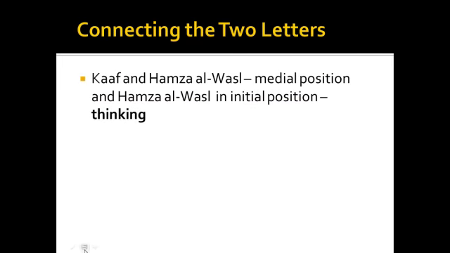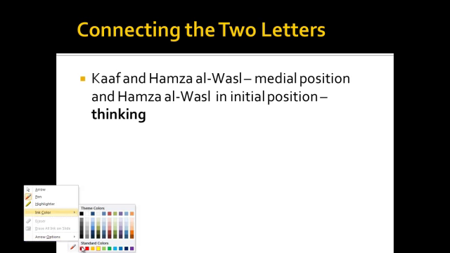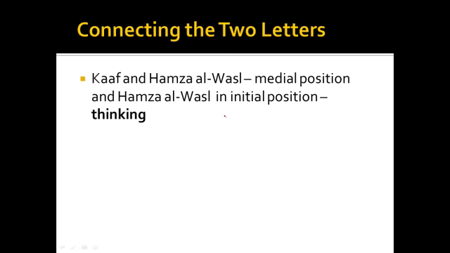Now let's write the Hamzat al-Wasl and the kaf in a word. And so let's just again review. The kaf in the initial position, in the independent position, looks like this. Initial position will look like that. Medial position, again like that. And final position will look like that. And the Hamzat al-Wasl in the independent position will look like that. And in the initial position will look like that.